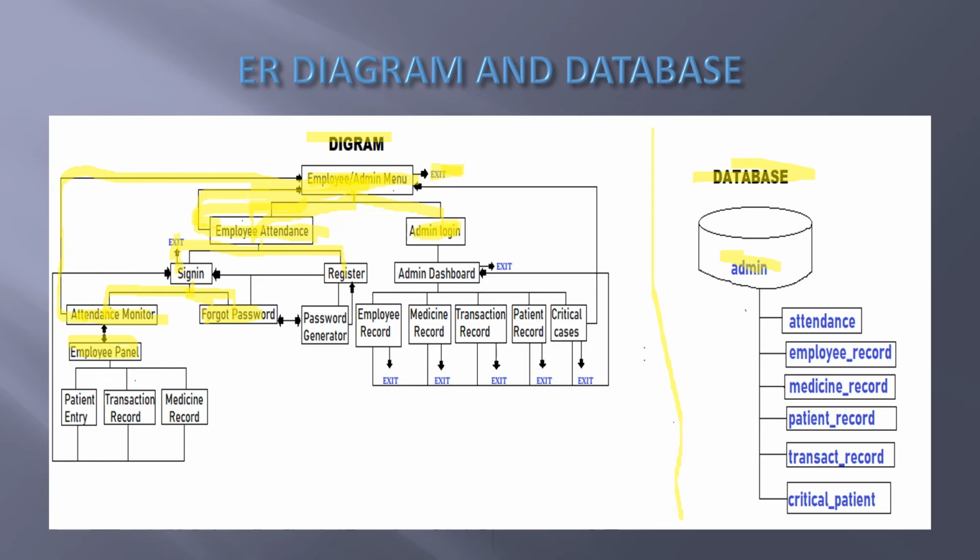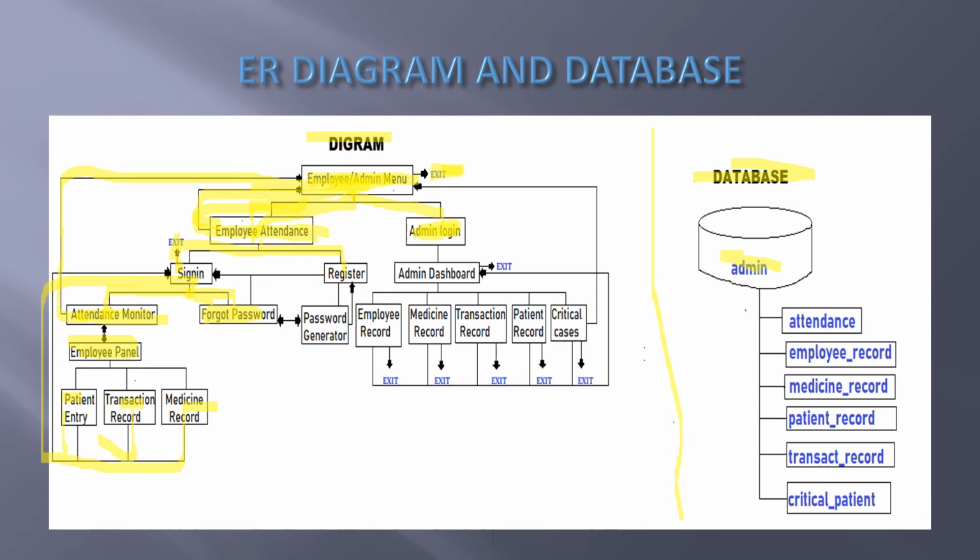That means with employee rights, that is patient entry, transaction record and medicine record. So I had explained all these panels earlier, which have these functionalities: sign in, which may go to the sign in directly and exit, transaction record and patient record. Similarly for the transaction record and the patient record.